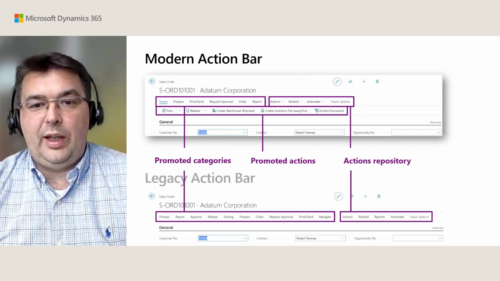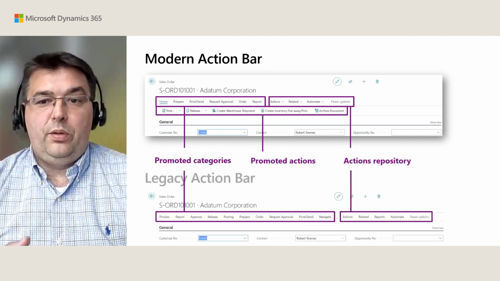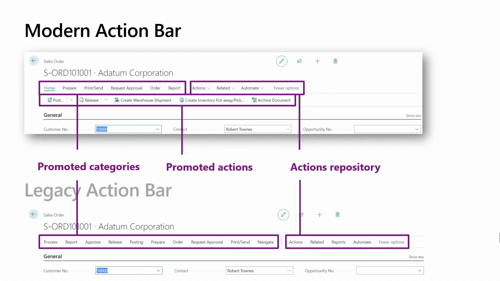Below, to compare, is a legacy action bar. The difference you might immediately notice without going into extensive details is a cleaner list of promoted categories, and more prominent promoted actions immediately available for the end user. So Peter, how can developers build modern action bar experiences?